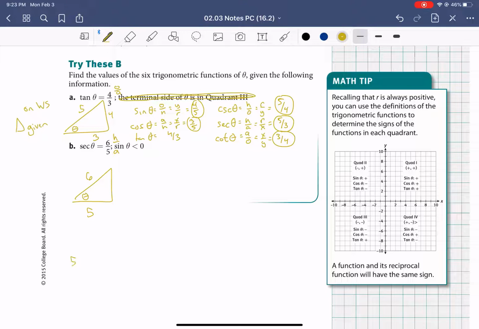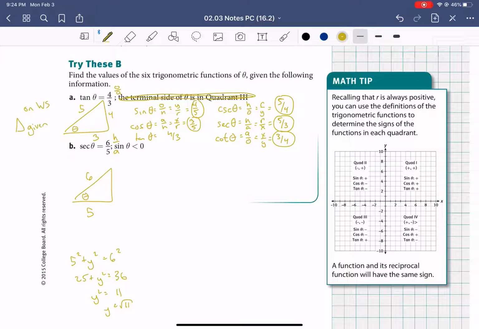We would do 5 squared plus y squared equals 6 squared. So 25 plus y squared equals 36. So y squared equals 11. So y equals the square root of 11. So here we're going to have a radical that we're just going to have to deal with.